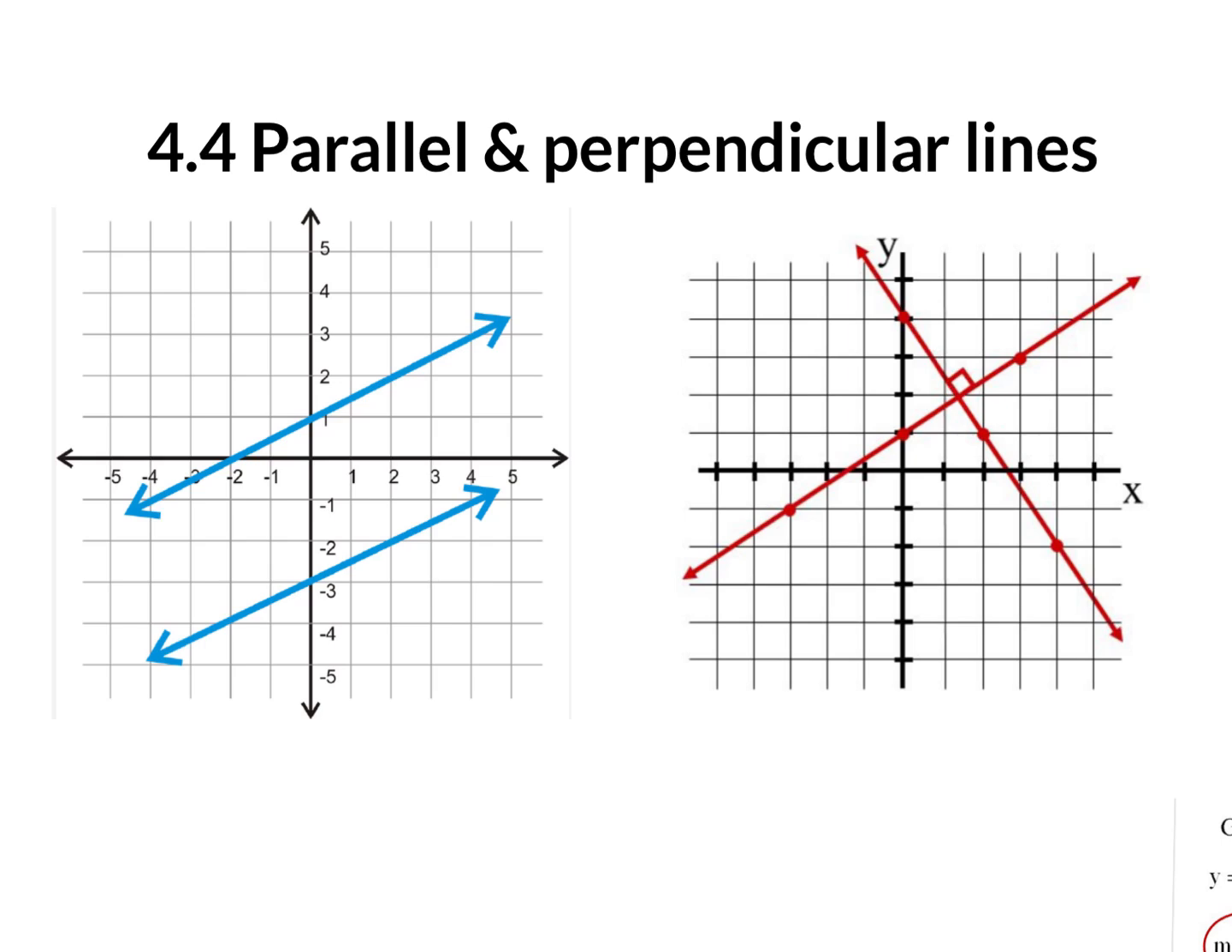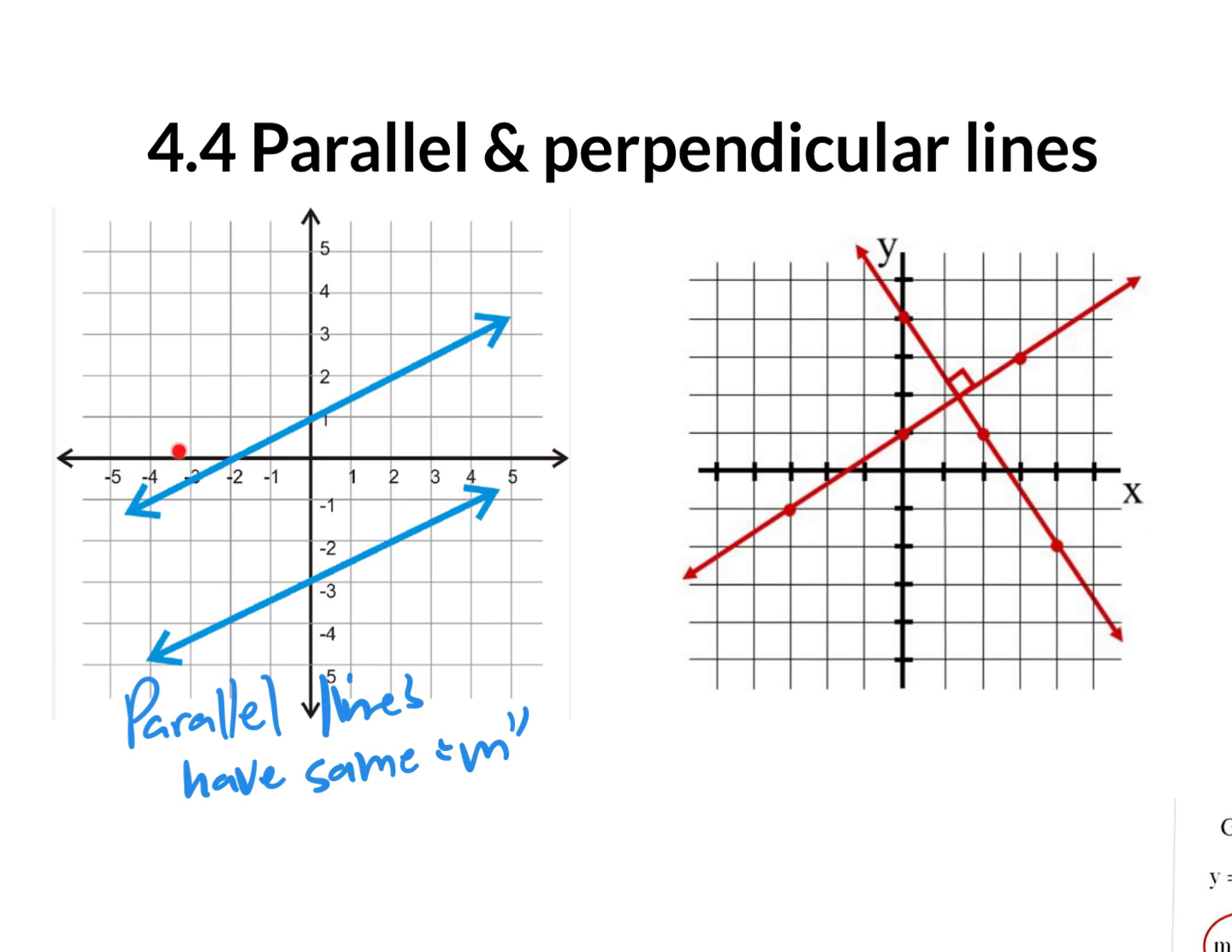Okay, so we have a little lesson here on parallel and perpendicular lines. What are parallel lines? These are parallel lines. Parallel lines never intersect. They're going in the same direction. They have the same steepness, which technically means that they have the same slope. So parallel lines have the same slope, have the same m value.